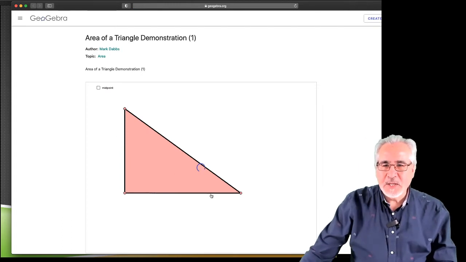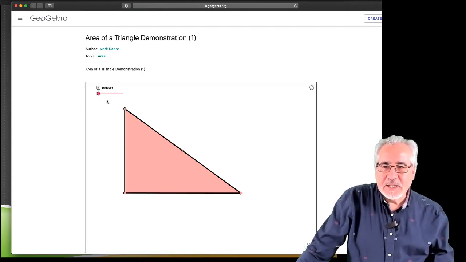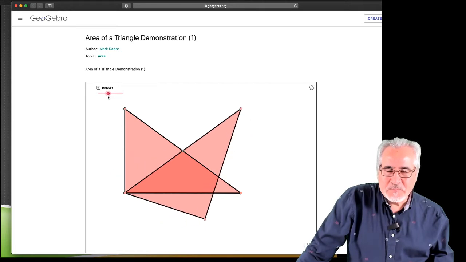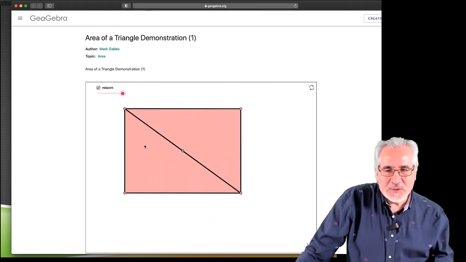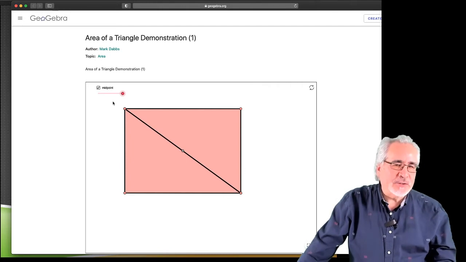Let's pull this up. So here's a triangle, and around its midpoint, watch, this is going to be just a nice little animation. We move this around, we can turn this triangle into a rectangle, but notice this rectangle has twice as much area. It is two triangles.